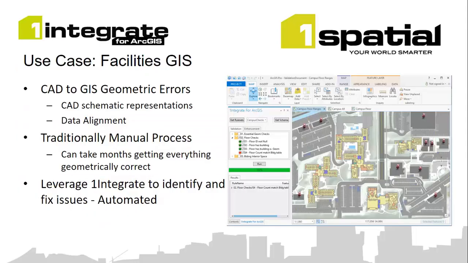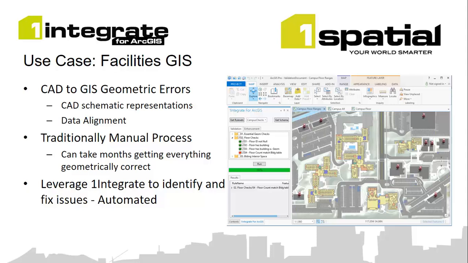The first demonstration will be using OneIntegrate for ArcGIS to validate and correct geospatial facilities data. The rules will validate the geospatial data for proper attribution and geometries. We find that importing CAD data into GIS systems often causes many issues inside of a GIS. This can be the result of the CAD data not being properly aligned, or from the CAD data being a schematic representation instead of a geographic representation of the data.